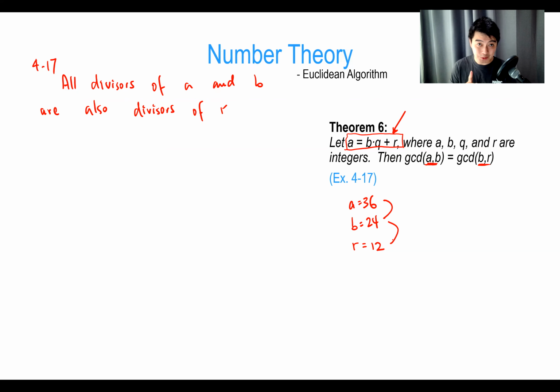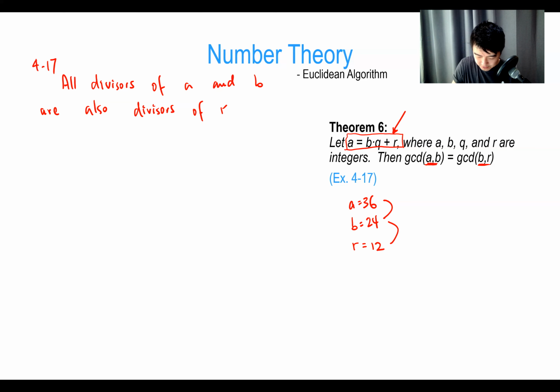Now, if this is true, this is actually a very nice tool, because we're claiming that 24 and 12 is actually a smaller problem than 36 and 24. So if the GCDs are in fact equal, then I really just shrunk the problem into something a lot smaller. So let's see if this is true.